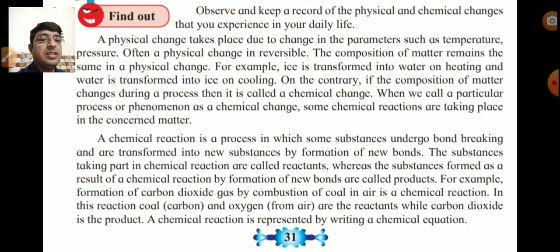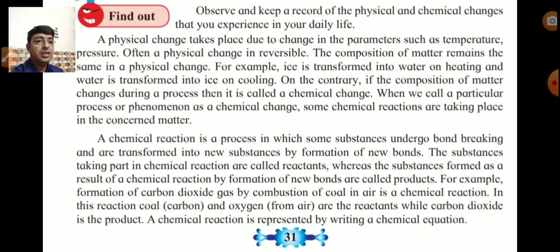The substances taking part in a chemical reaction are called reactants. So you underline, the substances taking part in a chemical reaction are called reactants. Whereas the substances formed as a result of a chemical reaction by formation of new bonds are called products. You underline, this is the definition of product.